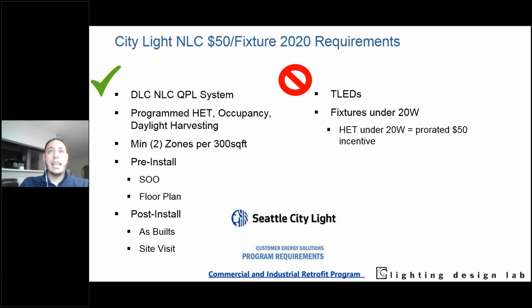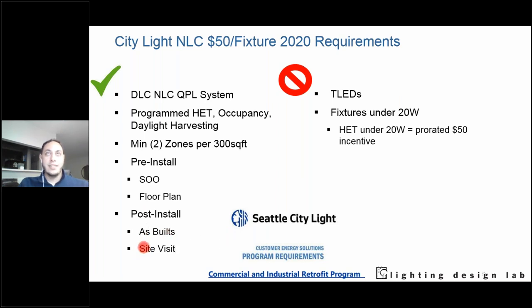When we're talking strictly City Light, and I'm calling out the CNI program, in order to provide you that $50 a fixture incentive, you need to have a DLC, NLC, QPL system, which we saw that a good amount of POE manufacturers have their systems listed in the QPL. So that's good. That's a check. You need to be able to program your task tuning or high-end trim, occupancy, and daylight harvesting. You need to be able to have two zones, 300 square feet. That's just good sense, and it also meets code. Before you install your project, you need to communicate your sequence of operations: how is this system or this building going to be controlled? And share the floor plans. And after the project is installed, you need to deliver as-builds and obviously have that site visit.